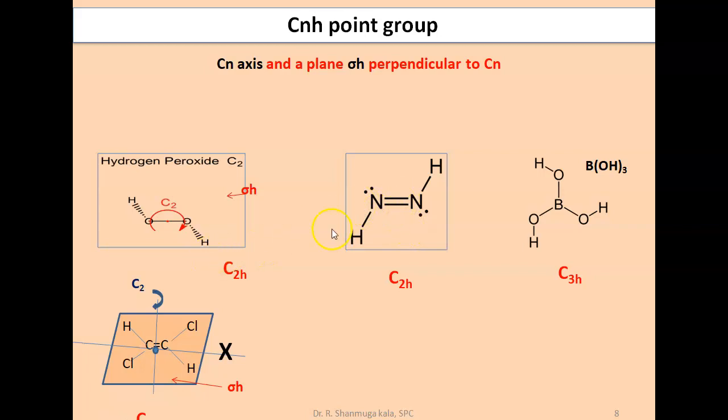Hydrazine. Here also the geometry resembles trans hydrogen peroxide, so it also has the C2H point group. And boric acid has the C3H point group. The axis passes through the boron, and while we rotate it by 120 degrees, we get the same orientation. So C3H point group. And here, dichloroethylene. The axis that passes through the double bond is a C2 axis, and the plane of the molecule is a sigma H plane.